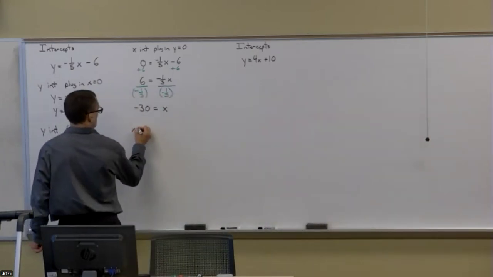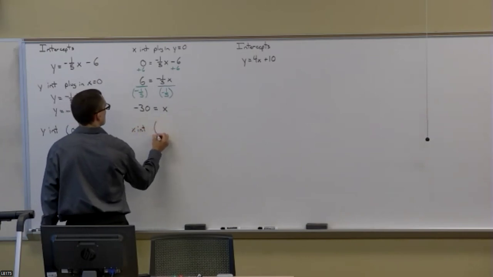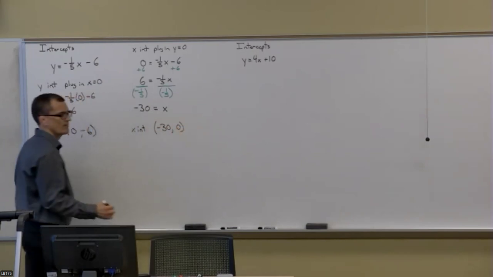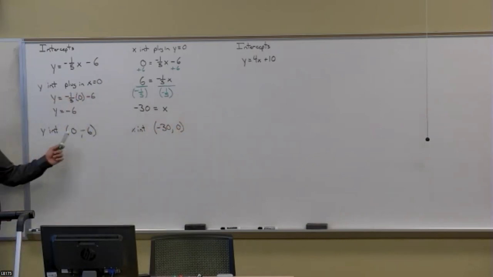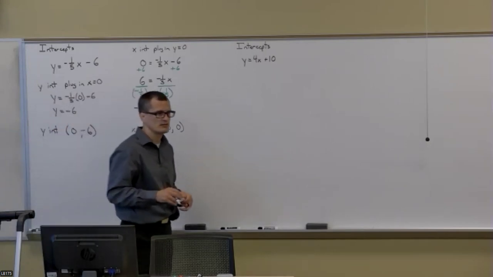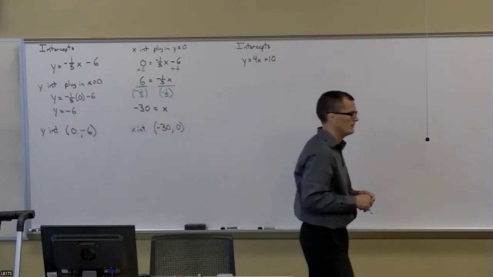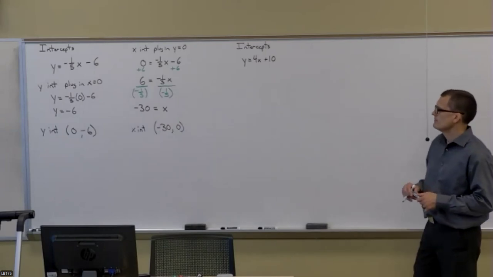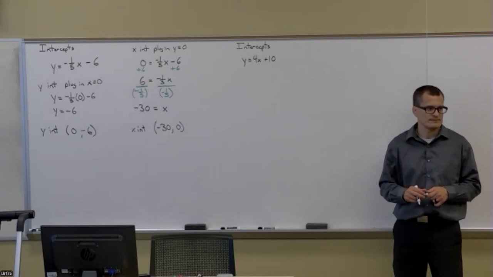The x-intercept is -30, 0. And now that I have these 2 points, I can plot those and then connect the dots and form the line. I'm not going to go through that process. If I did that by hand, it'd be way out there. -30 is pretty far out there. So I won't do that, but you can imagine we could.